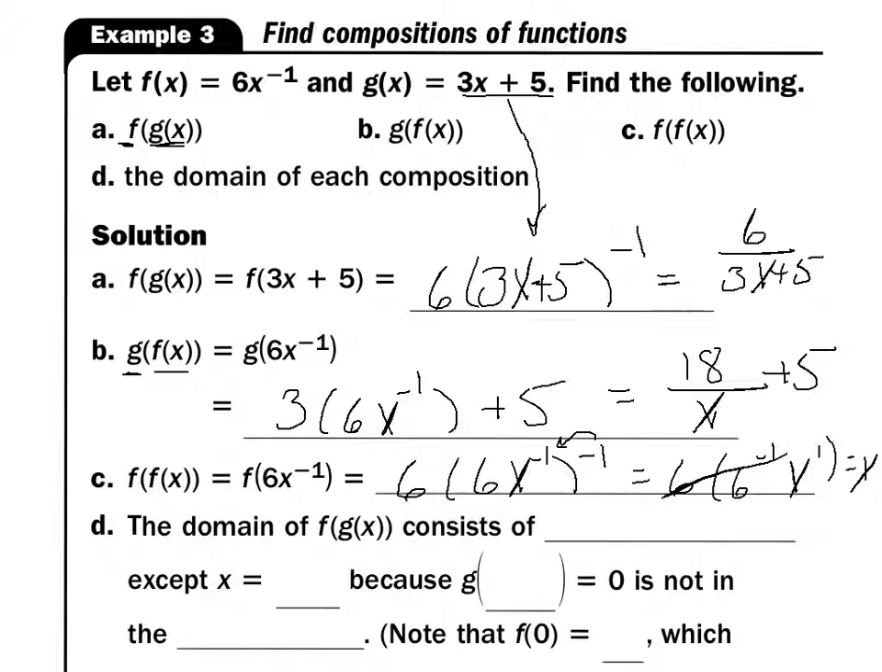Now, domain-wise, what up here can we not put in for x? What would make that 0 on the bottom? Negative 5/3, right? So we cannot put negative 5/3 in for that x, because g at negative 5/3 is 0. And we can't divide by 0.